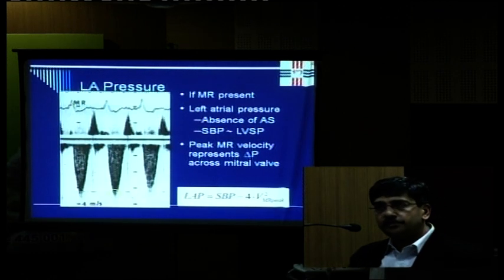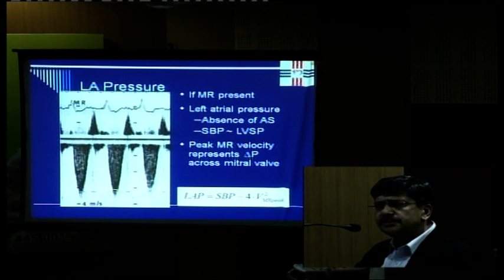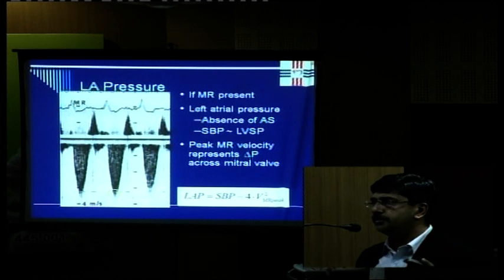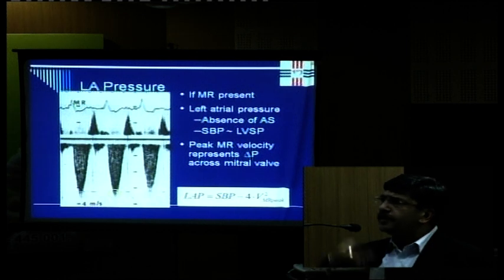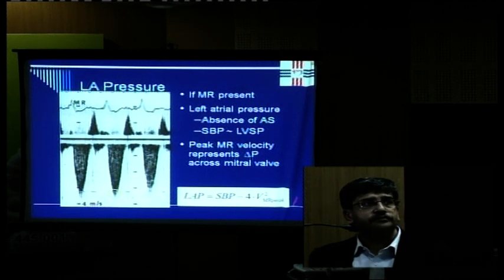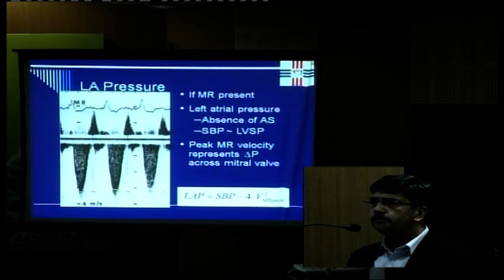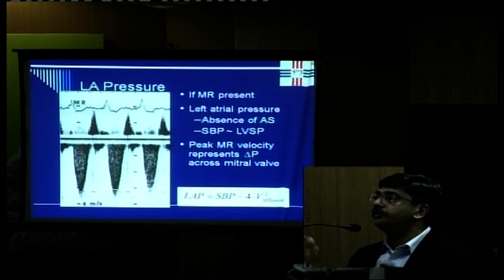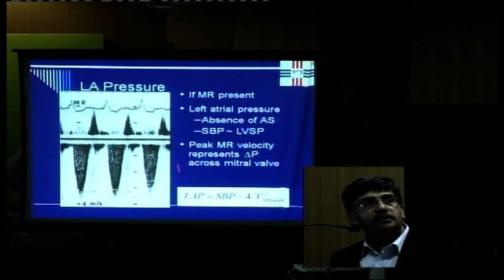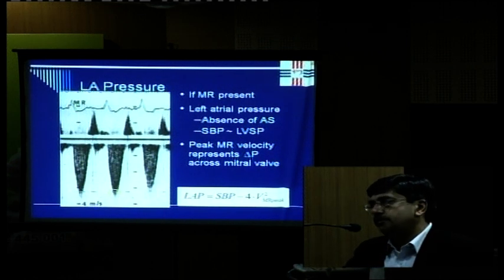Can we see LA pressure? If there is MR, if there is mitral regurg, again in ICCU or in ICU, it is very common to get mitral regurg. It is extremely common. There will be trivial mitral regurg in many patients. Pick up that, and LA pressure is equal to systolic blood pressure minus 4V square of the mitral regurg. Go for MR, 4V square, SBP minus 4V square is equal to LA pressure.